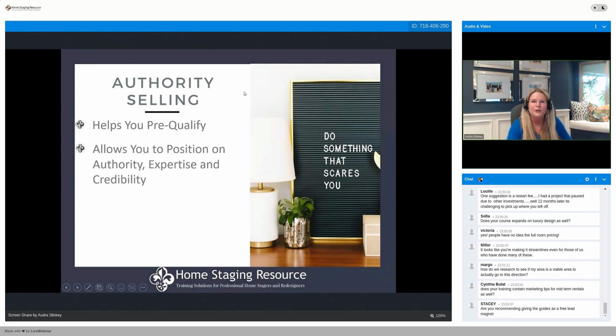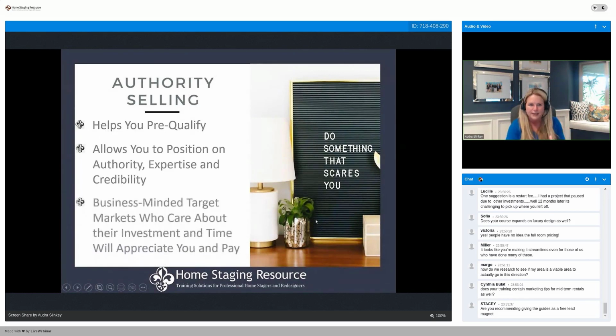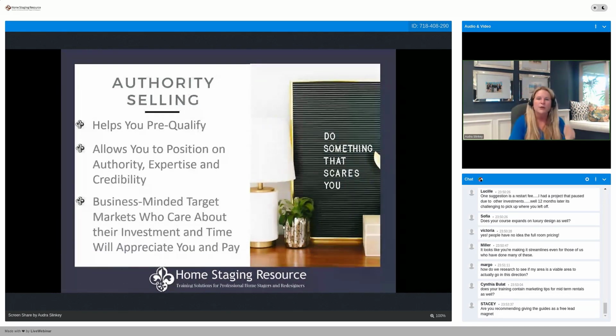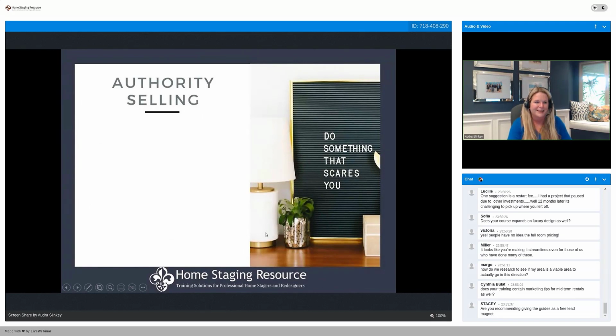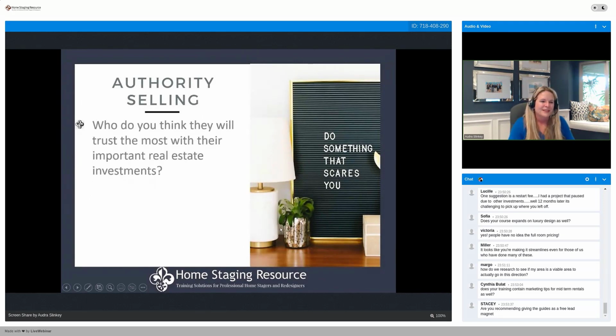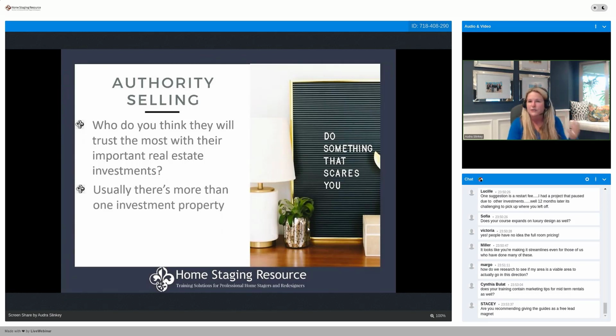So it helps you to pre-qualify. They want you. It allows you to position on authority, expertise, credibility. And you are dealing with business-minded target markets who care a lot about their investment. They care a lot. And they care about their time, and they appreciate you, and they'll pay for it. All right. So who do you think they're going to trust with their most important real estate investment? Someone who looks professional, is credible, and understands it, or someone who does not?